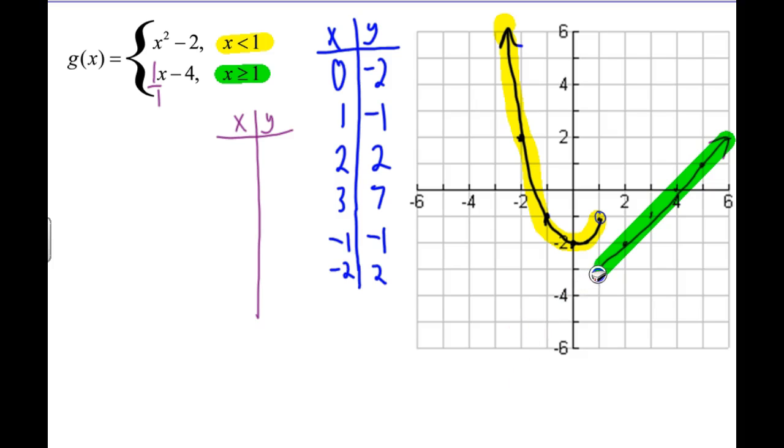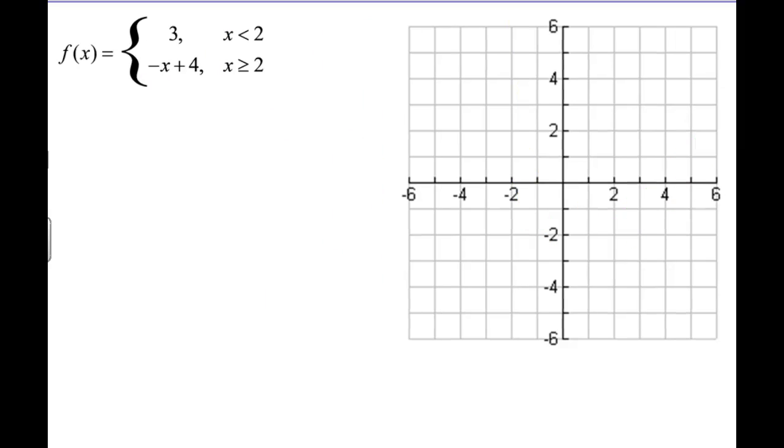When you get to that point, be careful. Should I put an open or closed circle there? Let's see. That's a greater than or equal to. That means closed circle. So my graph's going to look something like that. Again, the pieces will not overlap vertically. They just won't when you do that.